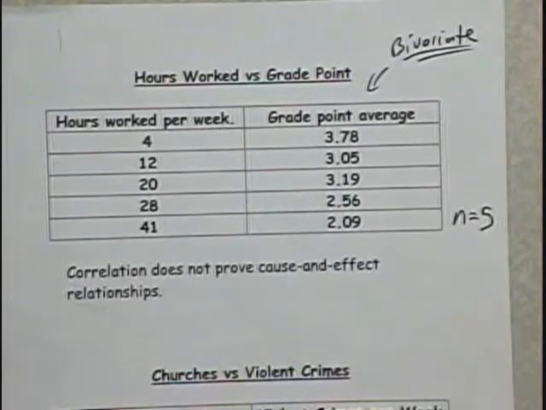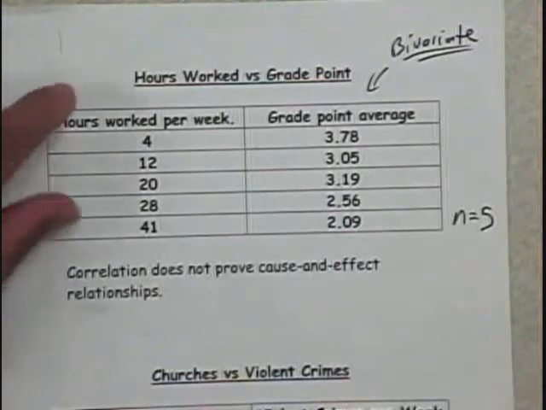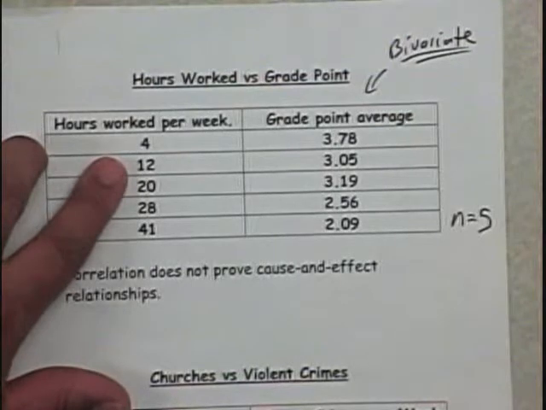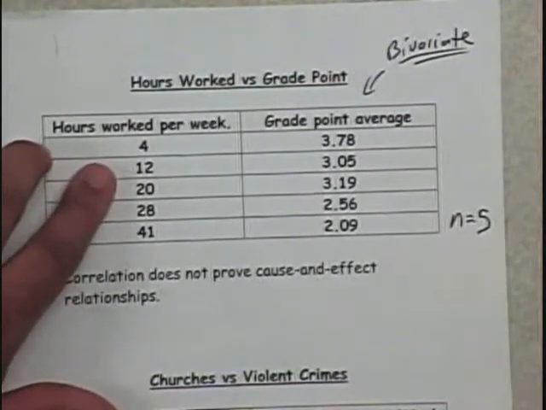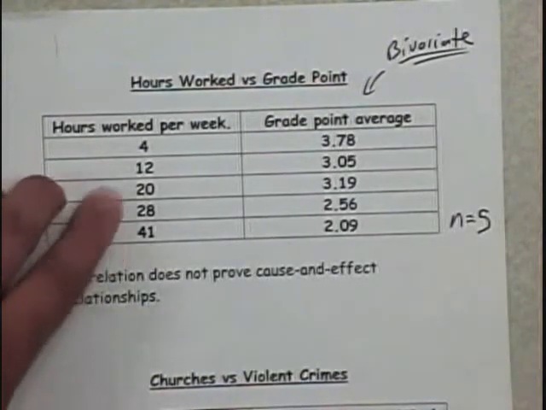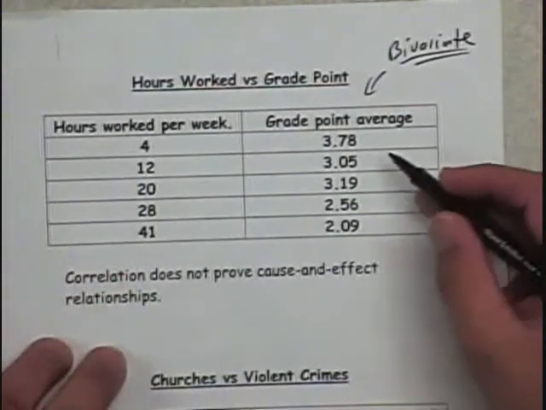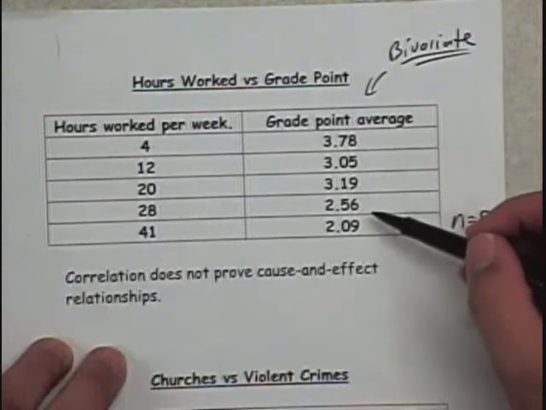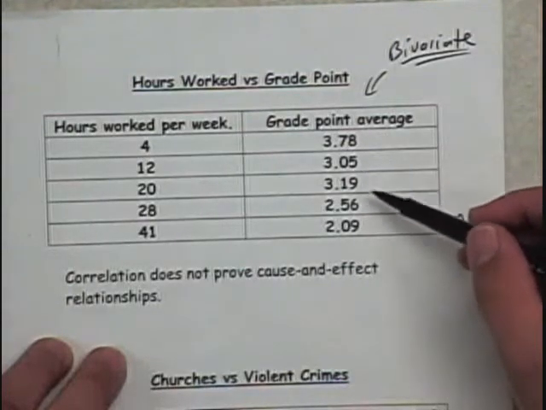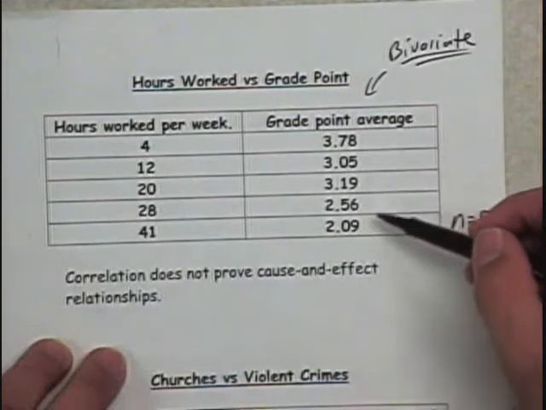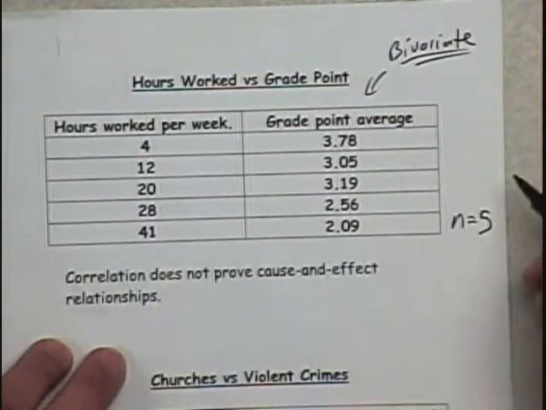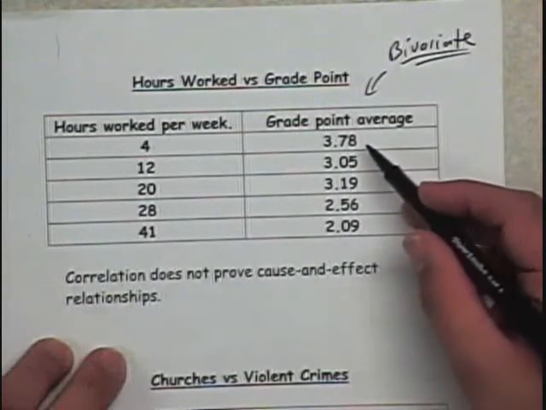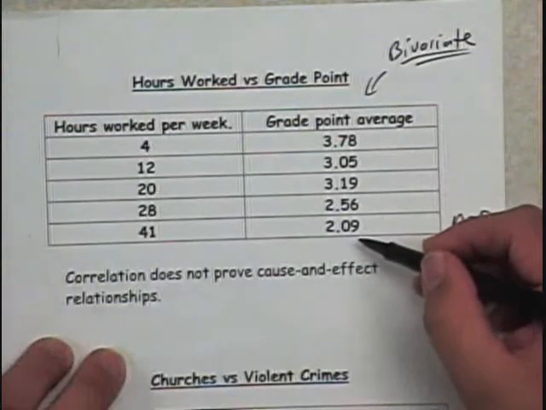So what you can do is put them in a table, like I've done here, and then pick one of the variables and just put it in order. This is increasing. The number of hours that they work is going from 4 up to 41 hours. Then I can look at their grade point average and see, is there some sort of relationship? Is there a trend in these variables? Are they increasing also, or are they decreasing, or are they just random?